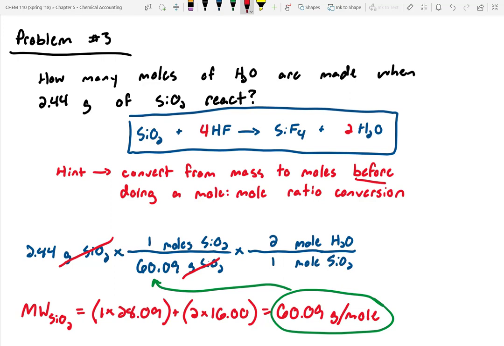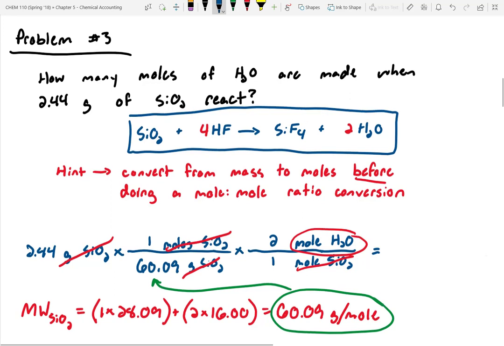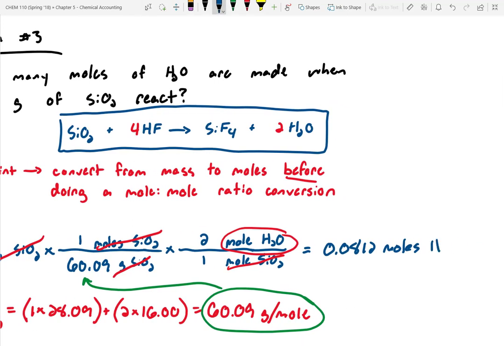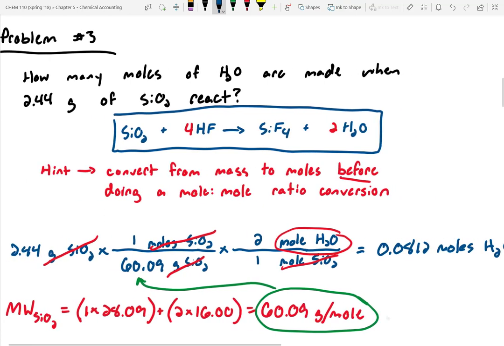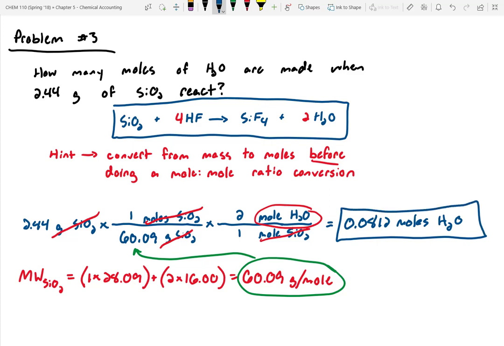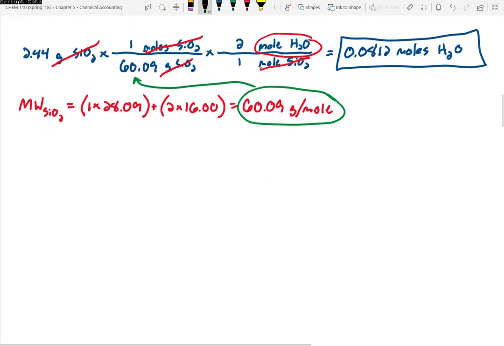Now that we've done that, we can cancel out moles of silicon dioxide. We're left with our desired units of moles of water. So when I plug this into my calculator, I'm getting 0.0812 moles of water. Just like before, you do want to pay attention to sig figs. So in my final answer, I only had 3 sig figs shown. Does that make sense? Let's try another practice one. Hopefully we can get this one right off the bat.